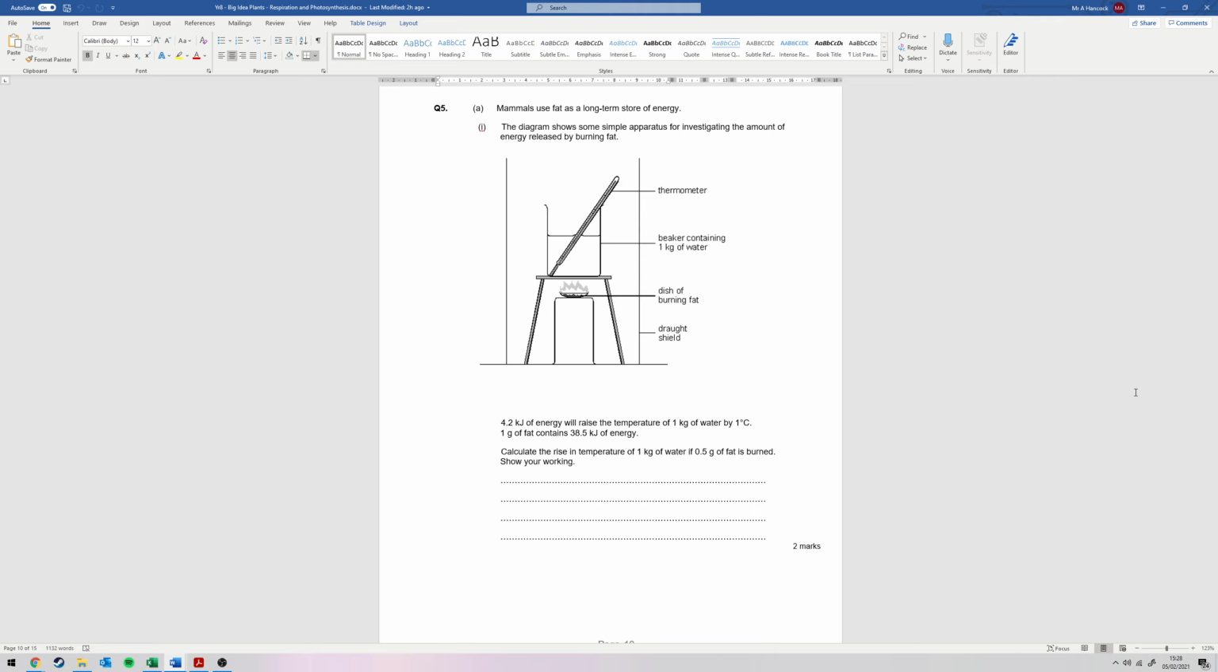4.2 kilojoules of energy will raise the temperature of 1 kilogram of water by 1 degree centigrade. 1 gram of fat contains 38.5 kilojoules of energy. Calculate the rise in temperature of 1 kilogram of water if half a gram of fat is burned. Show your working.